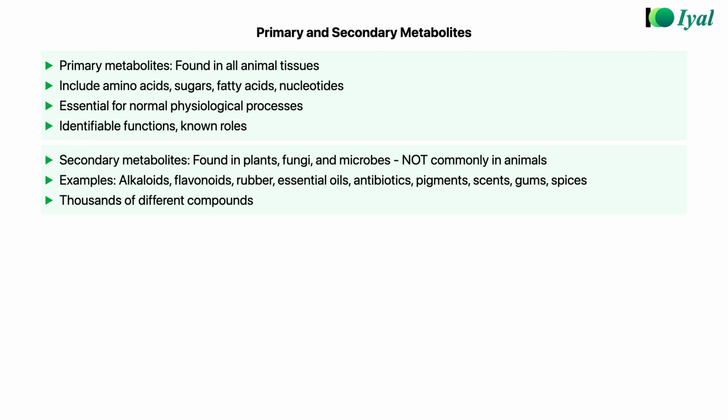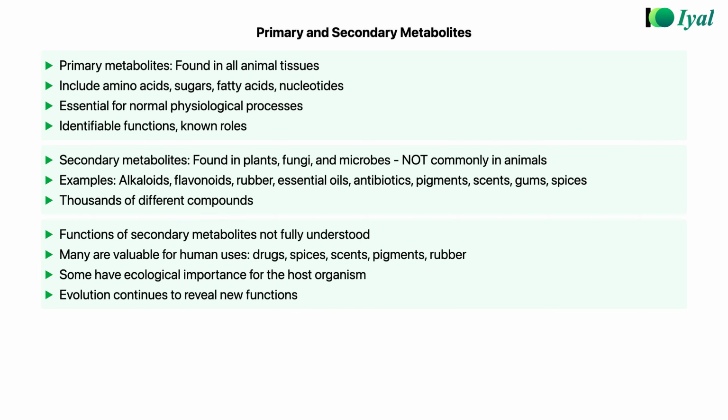It's an enormous variety. Here's the interesting part. We don't fully understand why organisms make these secondary metabolites, but we do know they're valuable. Drugs come from secondary metabolites, spices come from them, scents and pigments, even rubber. Some of them have ecological importance. They might protect the plant from predators, for example. Scientists are still discovering new functions for these compounds.